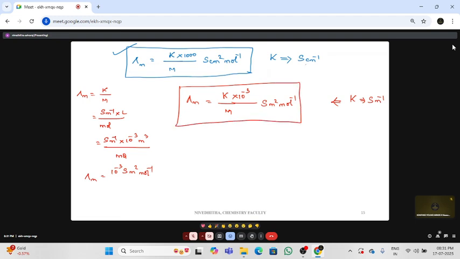If the unit of kappa is Siemens centimeter inverse, use the first formula. If the unit of kappa is Siemens meter inverse, then please use the second formula. Okay, am I clear? You're getting my point? Yes, ma'am. Fine. I'm going to give you a problem. Please solve and come up with the value.